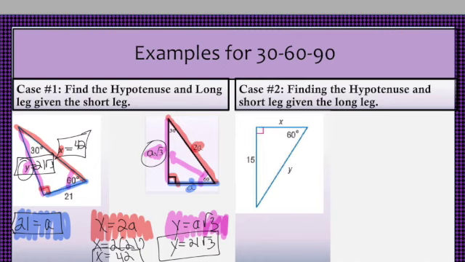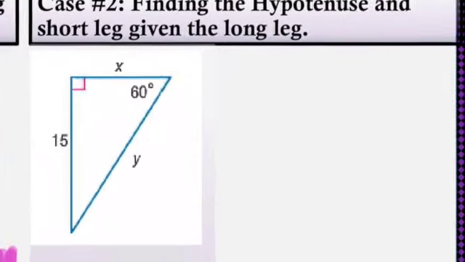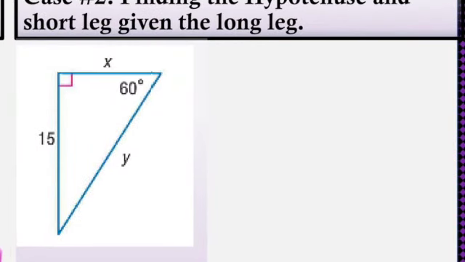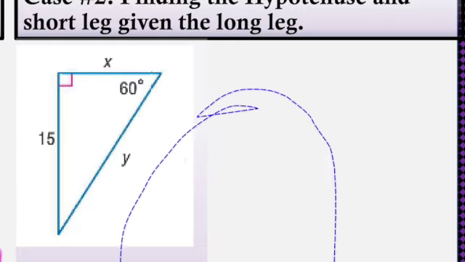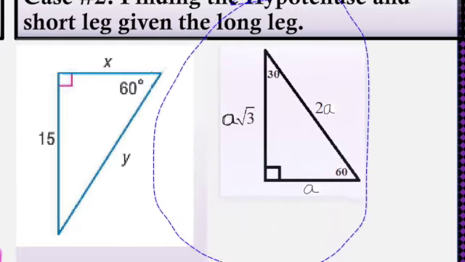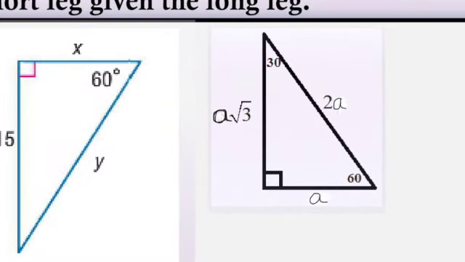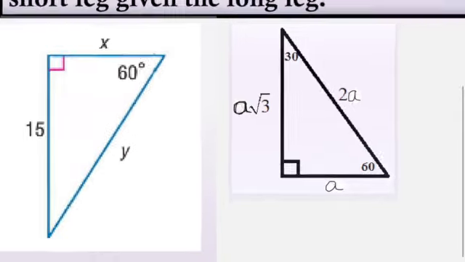Let's go ahead and look at case number 2. So in case number 2, now we're going to be looking for the short leg and the hypotenuse given the medium-sized leg. So same thing. Let's go ahead and have our formula here. Okay, so there's our formula. We want to match up the sides.